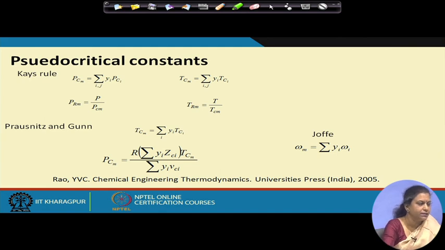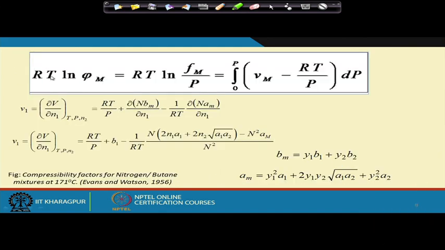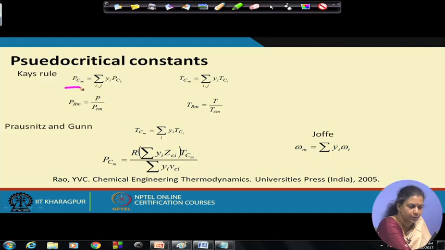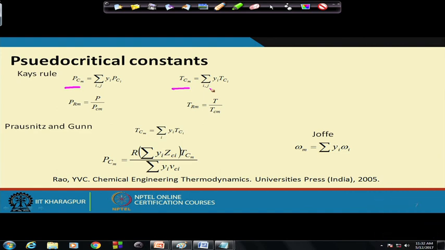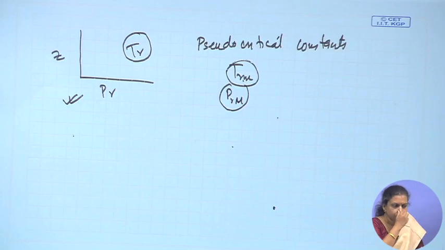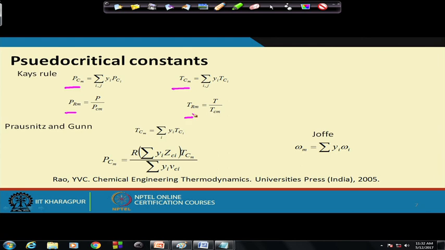We find that there is Kay's rule, which gives the mixture critical pressure PCM and the TCM both as additive functions of pure component critical constants, from which the reduced properties can be found out, and this particular chart can be used. But usually we find that although the TCM value gives quite accurate results, in this particular case, the mixture critical pressure is again a function of the interaction of the different molecules in the mixture.